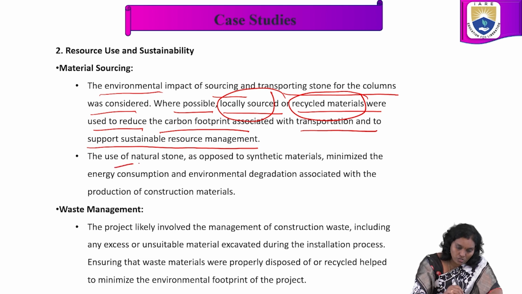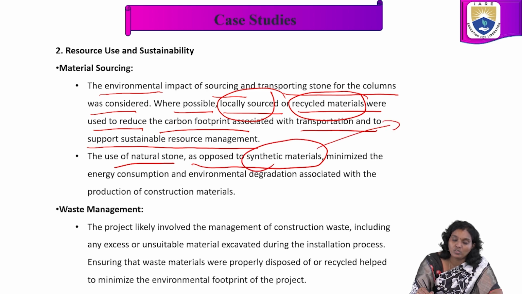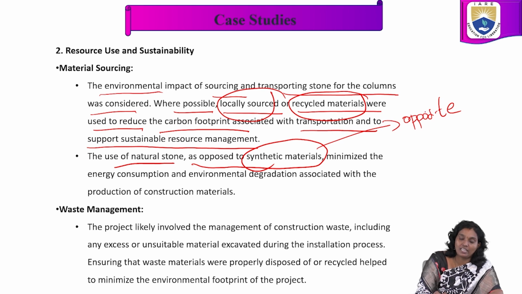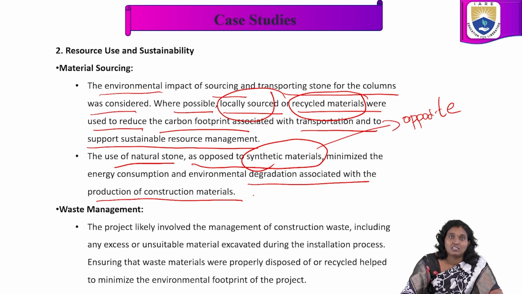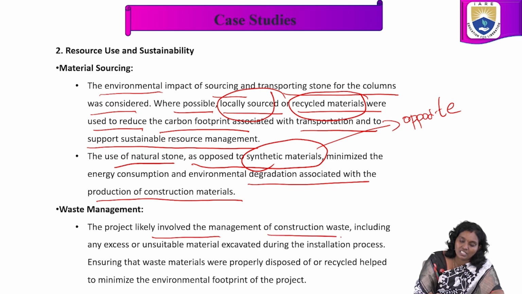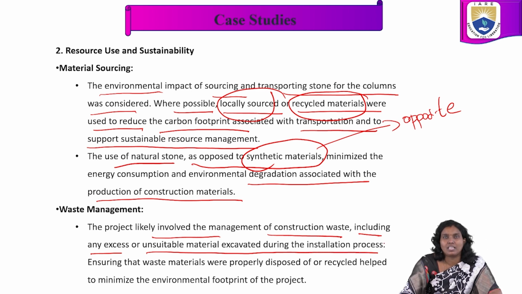The use of natural stone as opposed to synthetic materials minimizes the energy consumption and environmental degradation associated with the production of construction material. In waste management, the project likely involved the management of construction waste, including any excess or unsuitable material excavated during the installation process. Ensuring that waste materials were properly disposed of or recycled helped to minimize the environmental footprint of the project.